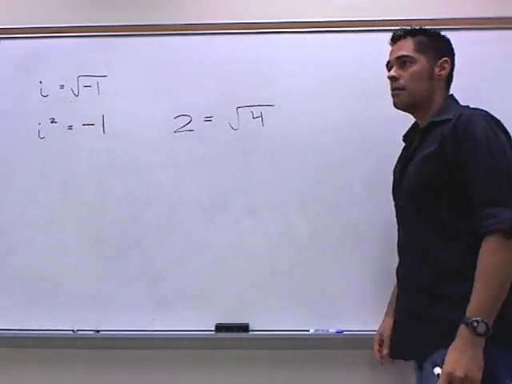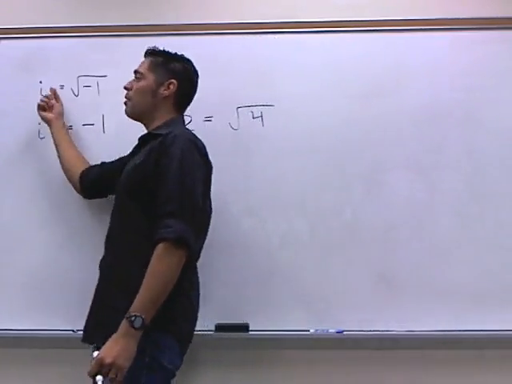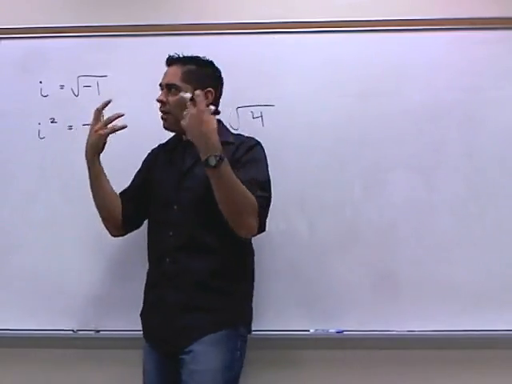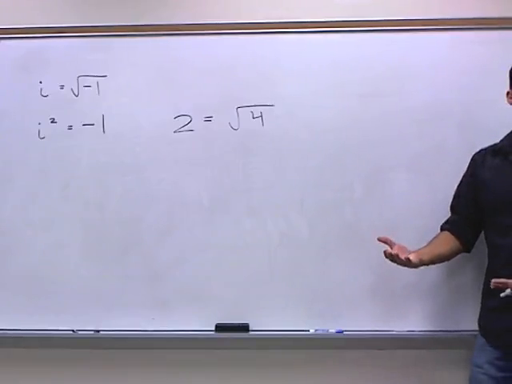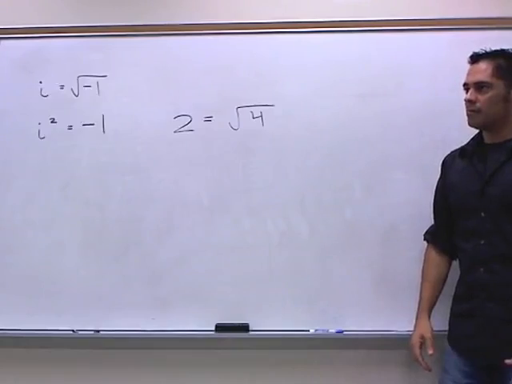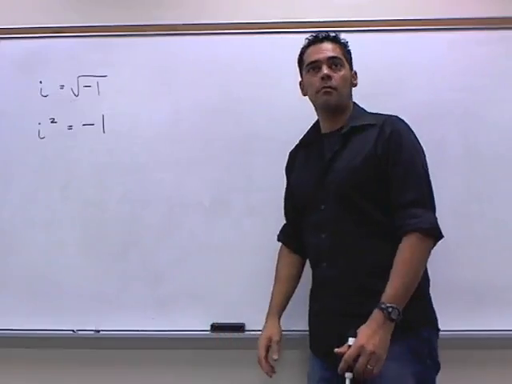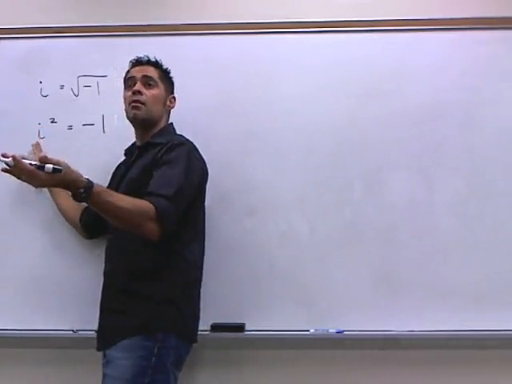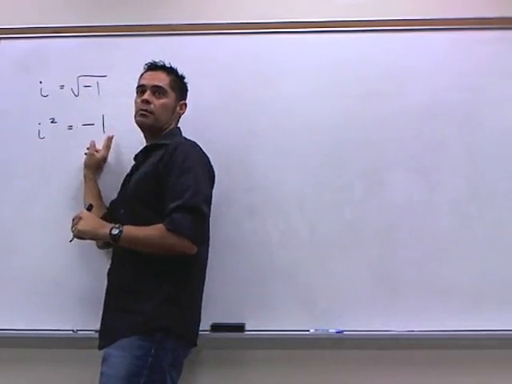Agreed? i is the number that when you square it, you get -1. That's the fundamental property of i. It's the only number that when you square it, you get -1, okay? Everyone's kind of got that dull look. Is it -1 times -1, positive 1? But I'm not saying that. I'm saying i squared, when I square i, not -1. When I square i, I get -1.